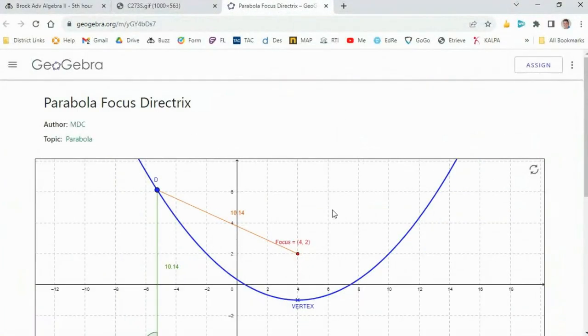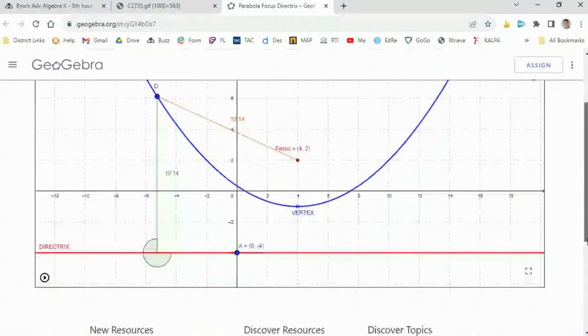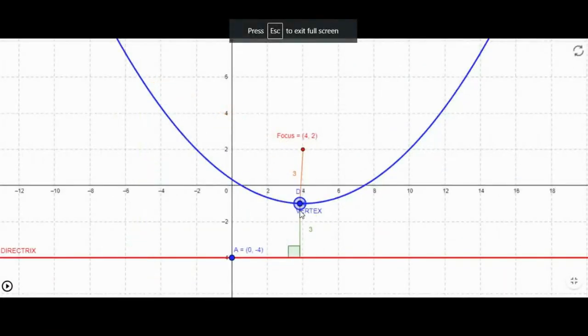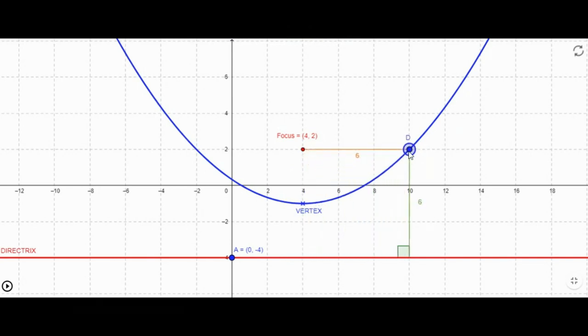Algebra. All right, let me bring this down full screen. Okay, here it is, 3 and 3. This is similar to one I have on paper. Notice it's a distance of 3 from the focus to the vertex and the vertex to the directrix line. And if I move a point anywhere along here, let's move over here, it's a distance of 6 to the focus and 6 to the directrix. But look, anywhere I move it, it's the exact same distance from the focus to the directrix. 9.87. Anywhere over here.